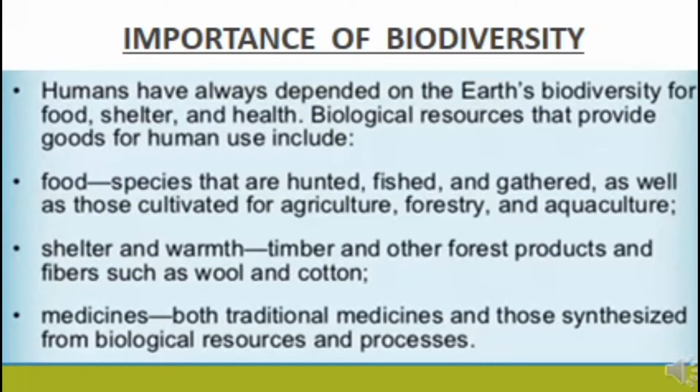Importance of biodiversity. Humans have always depended on the Earth's biodiversity for food, shelter, and health. Biological resources that provide goods for humans' use include: first, food, species that are hunted, fished, and gathered, as well as those cultivated for agriculture, forestry, and aquaculture. We get shelter and warmth from biodiversity, timber and other forest products, and fibers like wool and cotton. Similarly, medicines, both traditional or herbal medicines, and those synthesized from biological resources and processes.